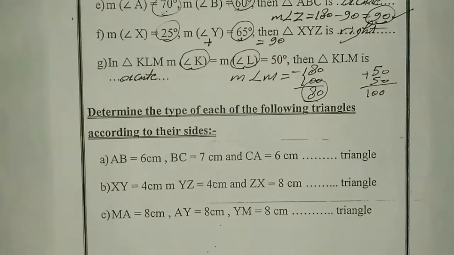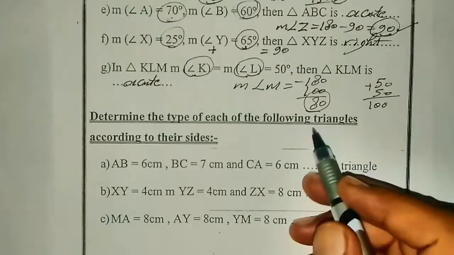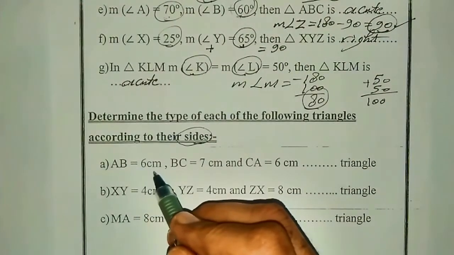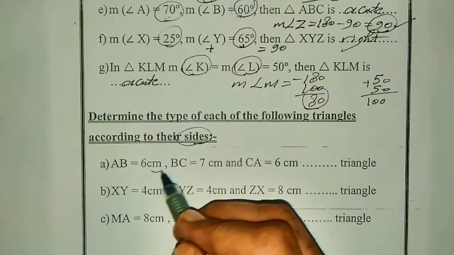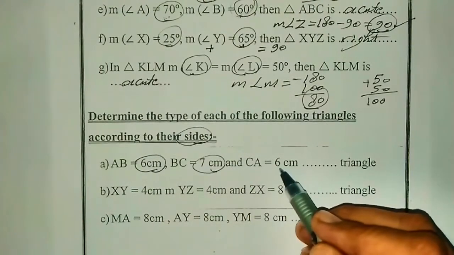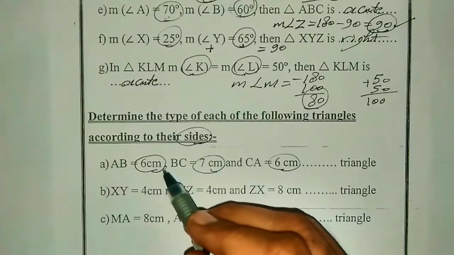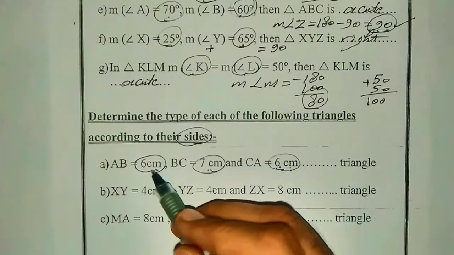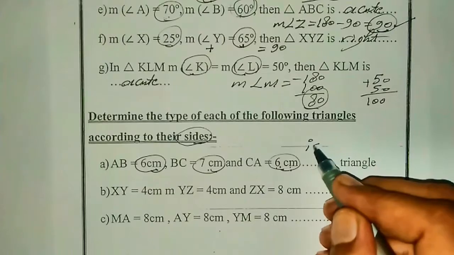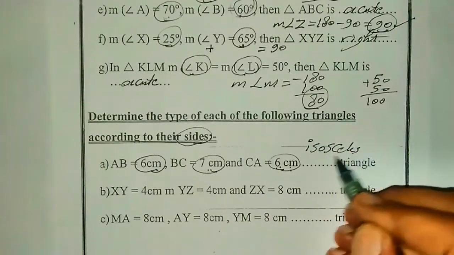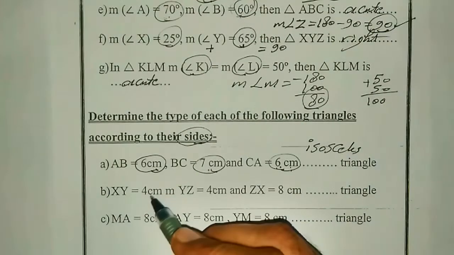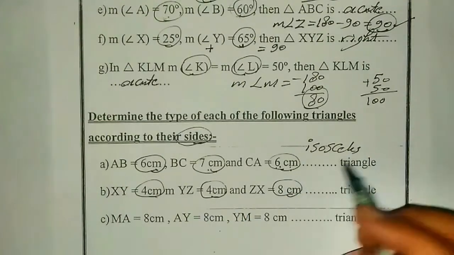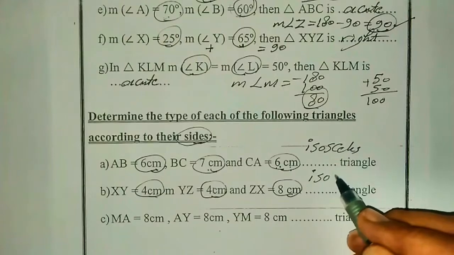The last exercise, determine the type of each of the following triangles according to their sides. Number A, AB equals 6 centimeters, 7 and 6. We have two equal sides, 6, 7, 6. We have 6 and 6. This triangle is called isosceles. Number B, XY 4, YZ 4, XZ 8. Also, this triangle is called isosceles.